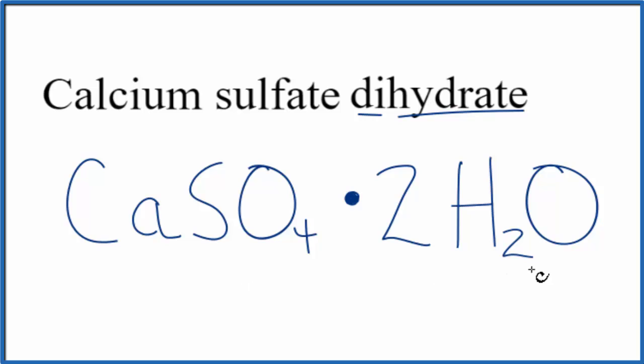If we're to heat this up, we could make these 2 water molecules leave, and that would just give us this CaSO4, calcium sulfate. That's sometimes just called calcium sulfate or anhydrous calcium sulfate because it lost the water. But this is the formula for calcium sulfate dihydrate.